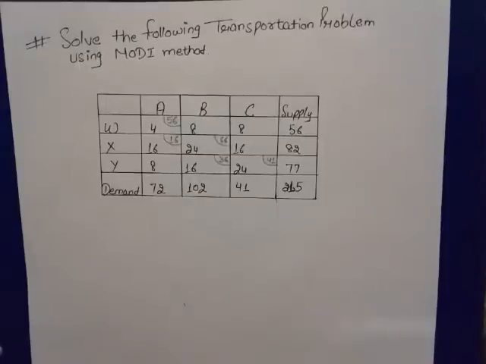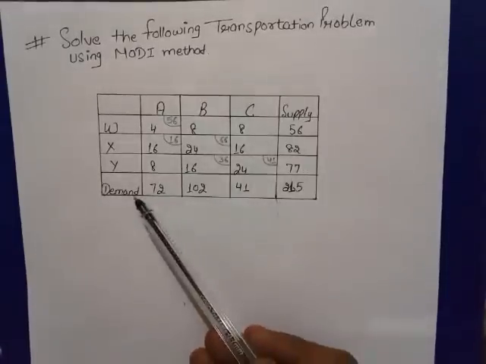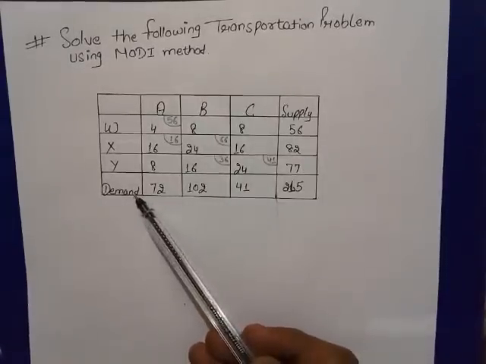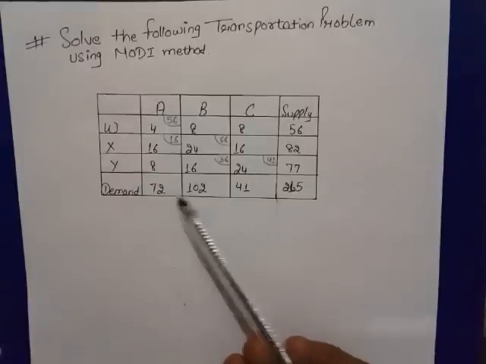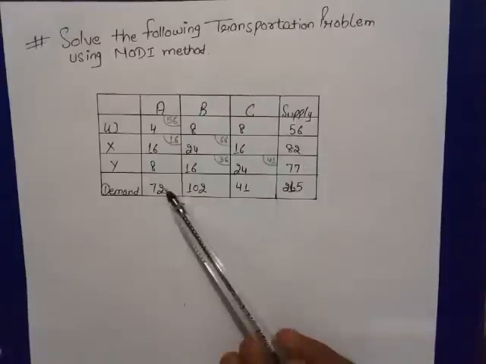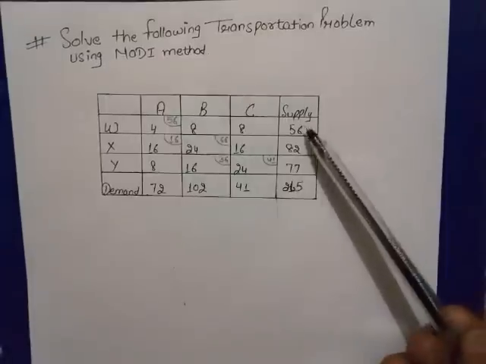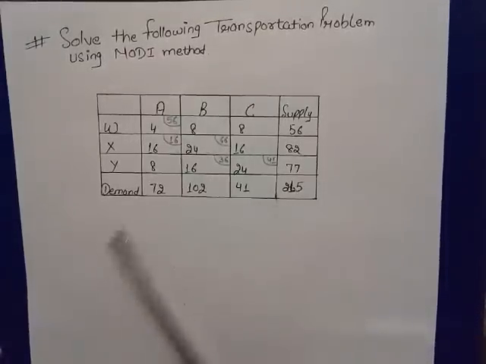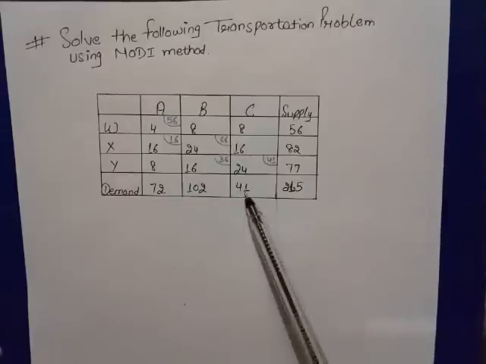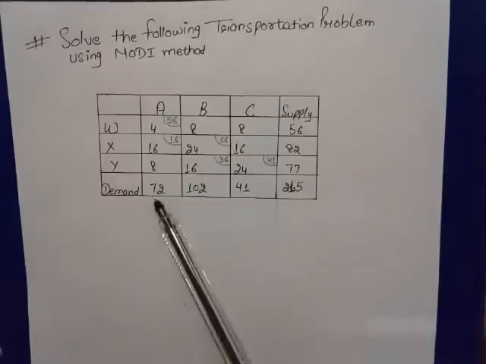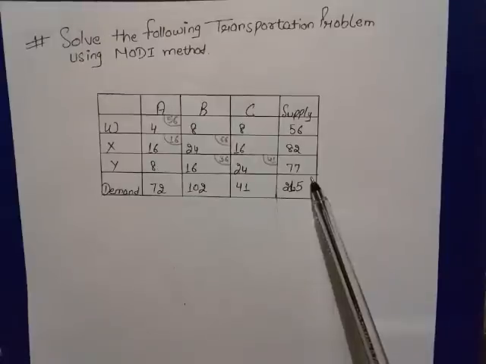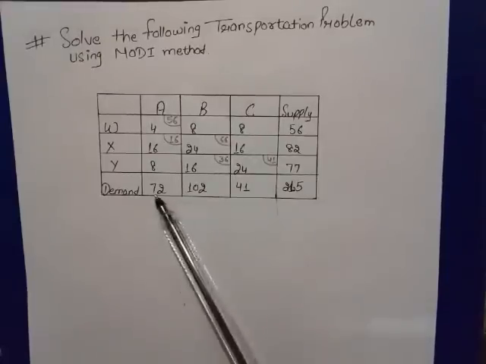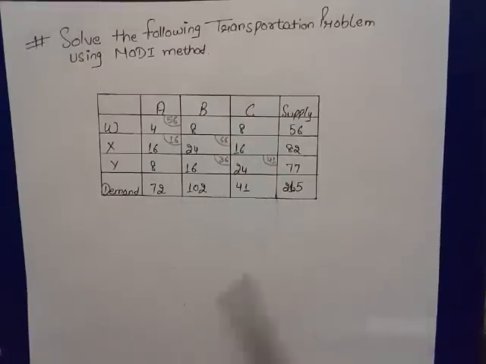So this is the question which we are solving today. Supply and demand is given. The first step is to check the demand and supply, whether both supply and demand are equal or not. 56, 82, 77 is equal to 215. 72 plus 102 plus 41 is equal to 215. So the first step is checked and it is correct. Demand and supply are both equal.